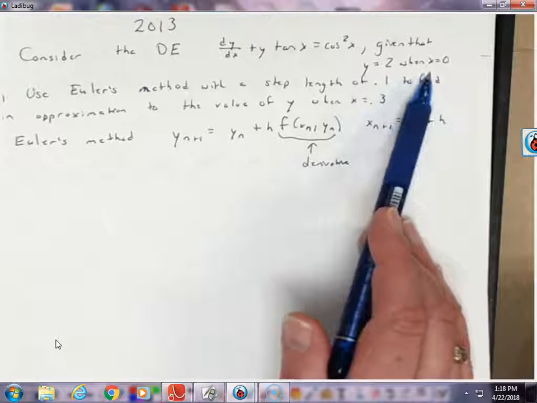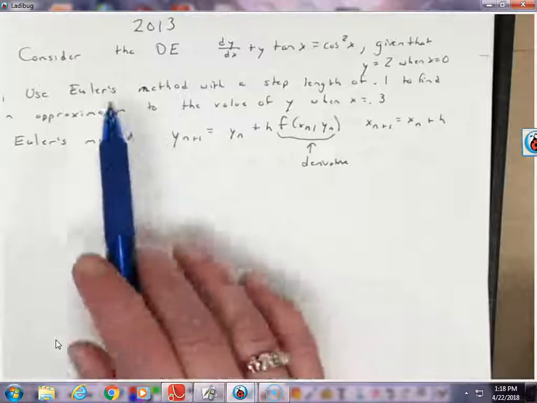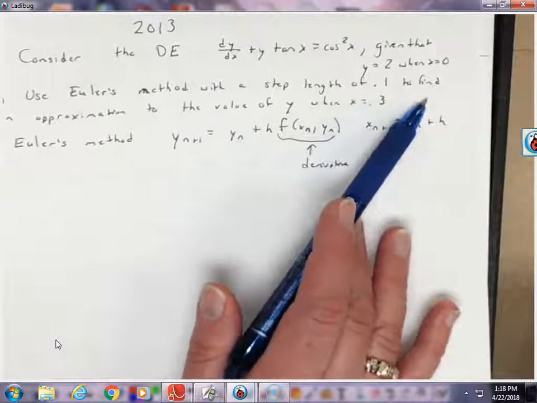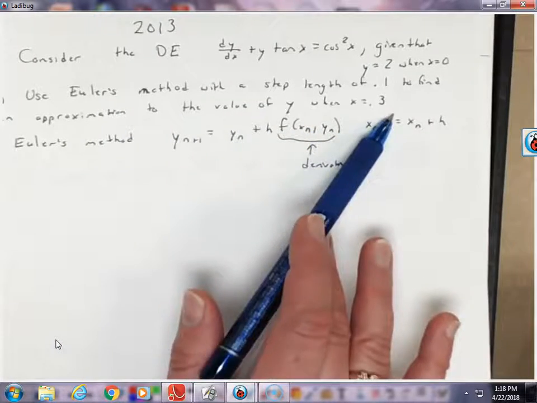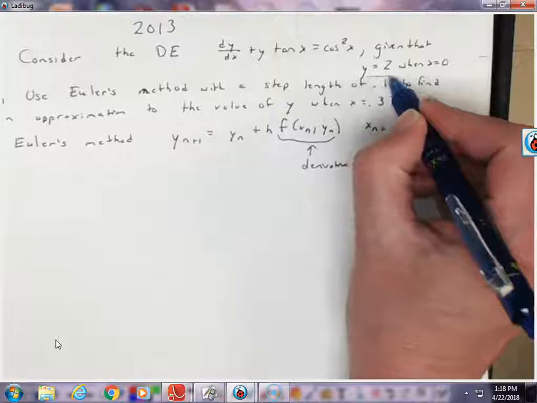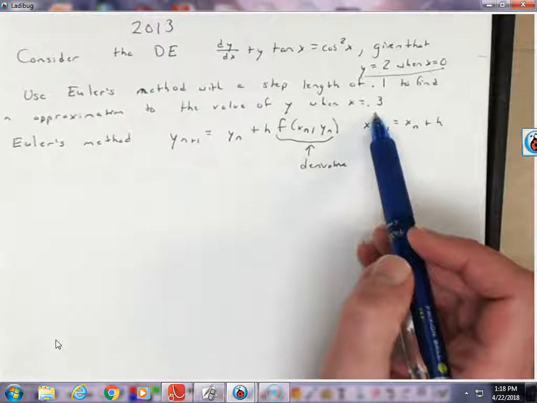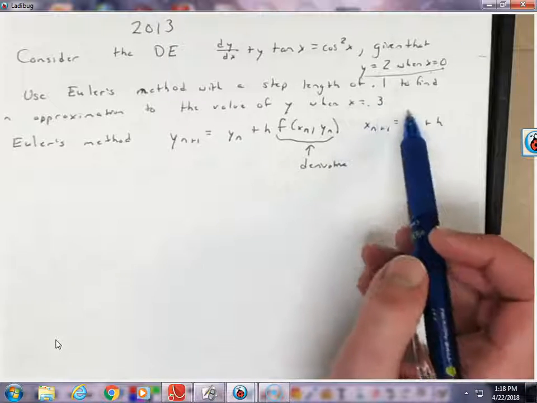And this can be solving for a constant at the end or something like that. In our case, it's going to be an initial value that we start with. So this says, use Euler's method with a step length of 0.1 to find an approximation to the value of y when x equals 0.3. So I know something about when x is 0, y is 2. I need to get up to 0.3. It's telling me to go by steps of 0.1, so not too many steps.